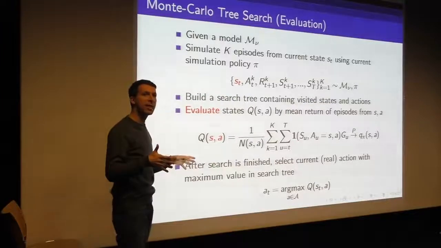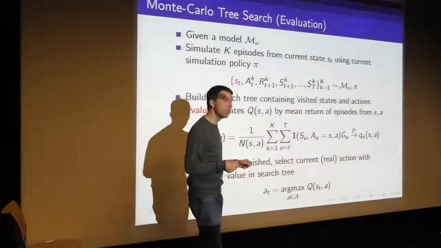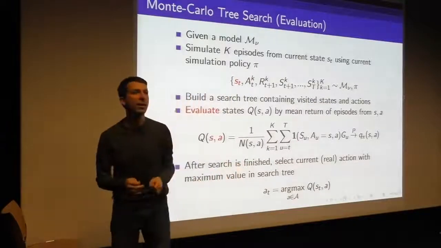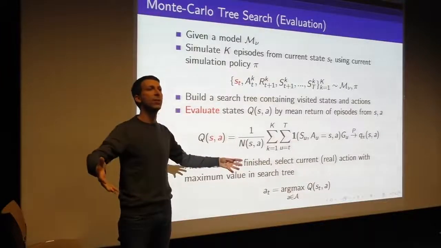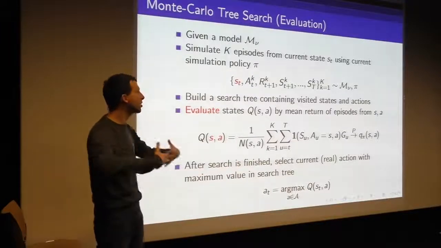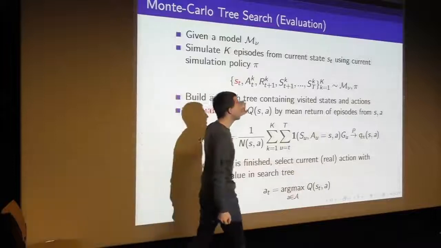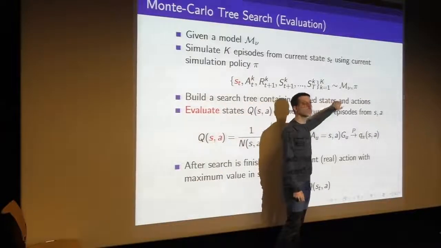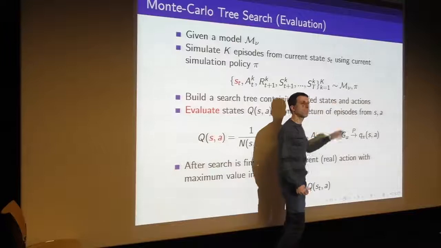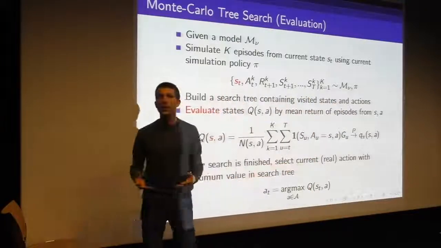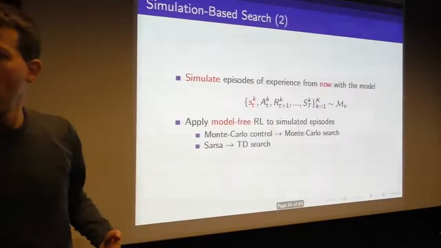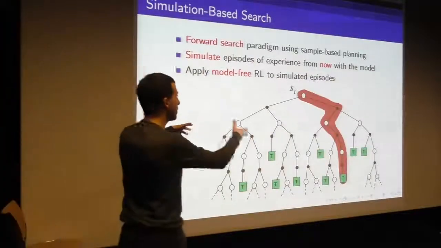And what we're going to do is, instead of just evaluating the root actions of going left and going right, we're going to evaluate every state-action pair that we visit. So we're going to start to build a search tree that contains all of the states that we visited so far and all of the actions that we've tried from those states so far. So we're going to build a search tree up.